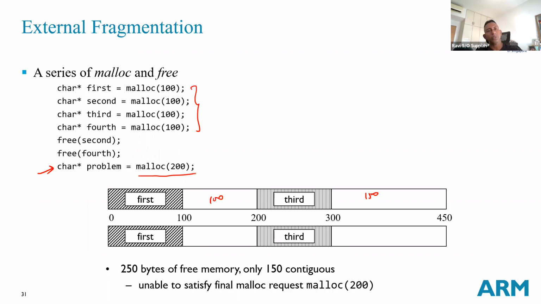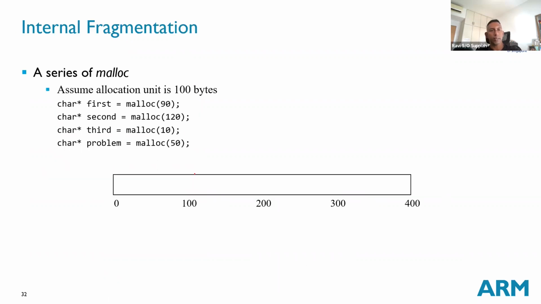The other issue is what we call internal fragmentation. This is where you have a fixed allocation size, which means I always allocate in multiples of a certain number of bytes. In this example, we're looking at 100 bytes. If I stick with this allocation size of 100 bytes, when I ask for 90, you allocate 100, but 10 is free. So 90 is used, but 10 is free. Similarly, when I ask for 120, it has to allocate 200 bytes, but I only use 120, so 80 are free.